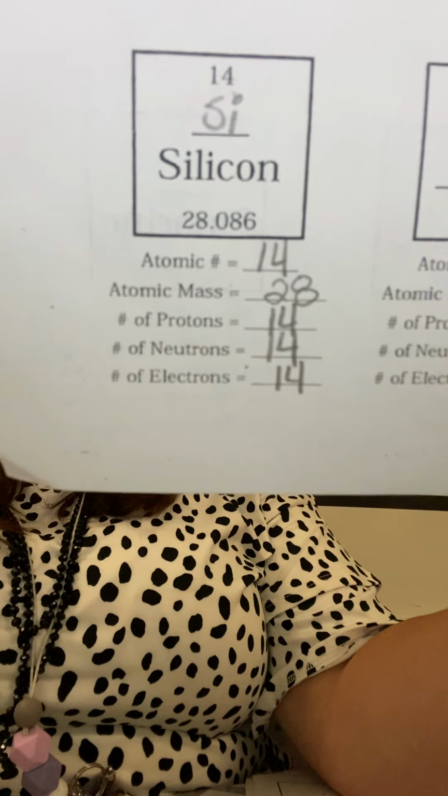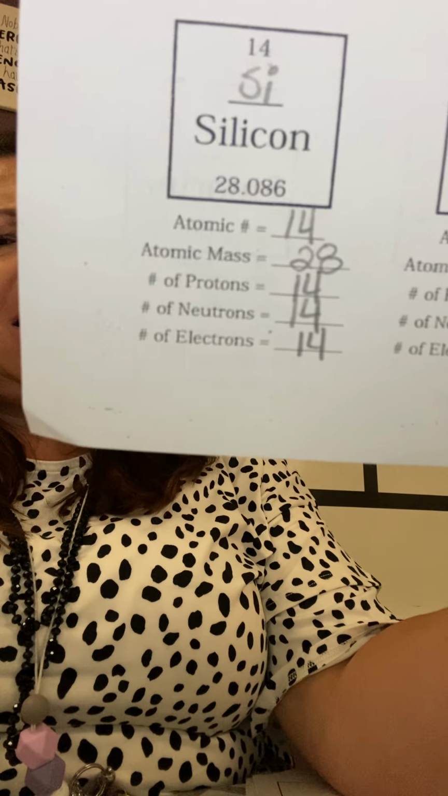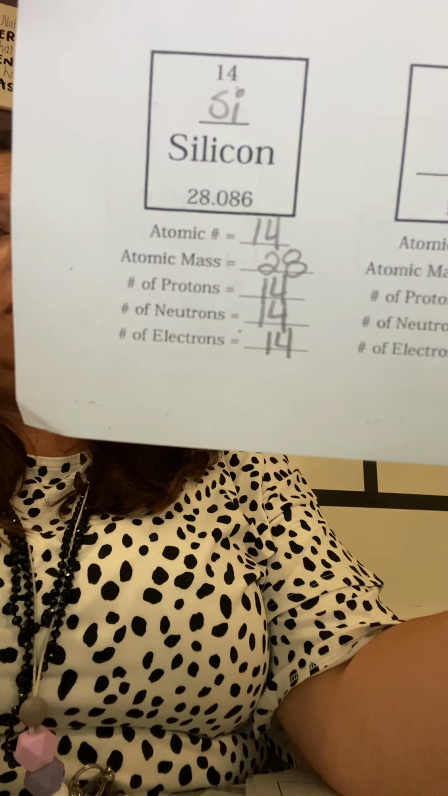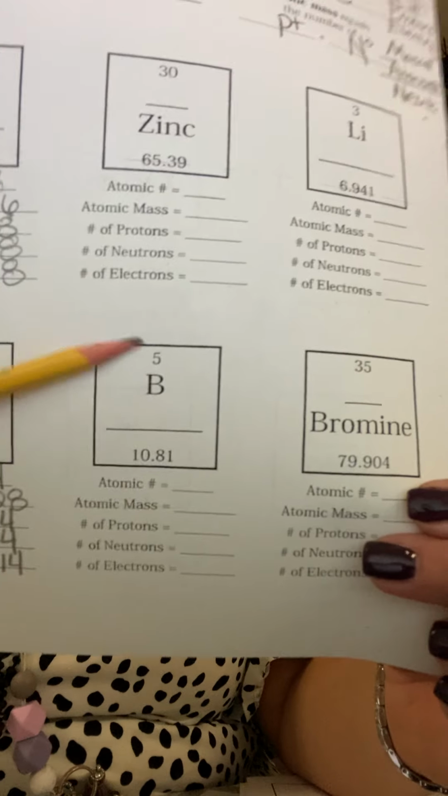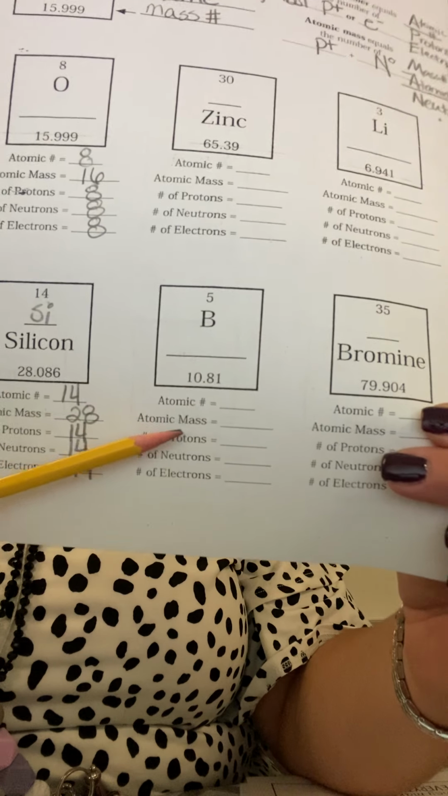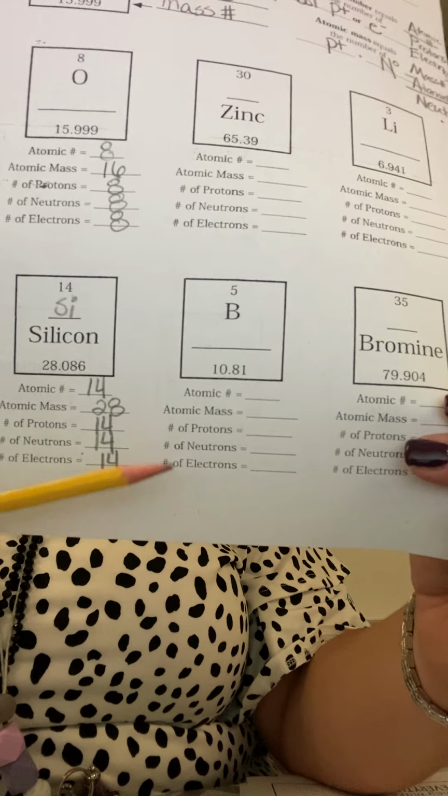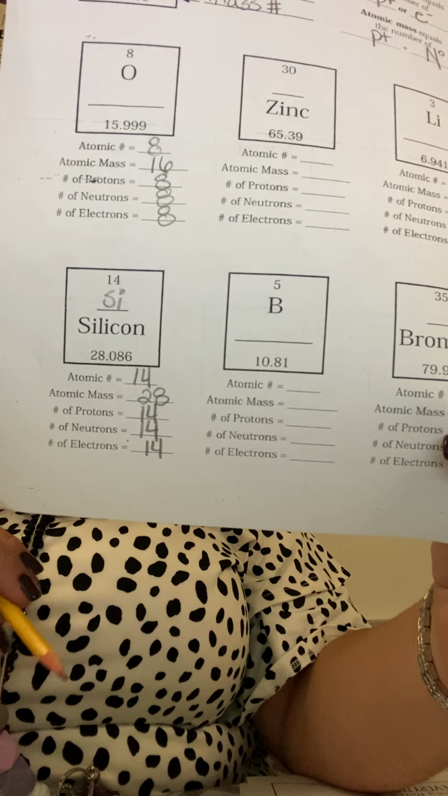So you're going to do this for all of these today. It should take you probably 5 to 10 minutes. It's pretty simple. You're going to figure out what might be missing from the box, and then you're going to figure out all this stuff down here. It's fairly simple. So 5 to 10 minutes on that one. Okay?